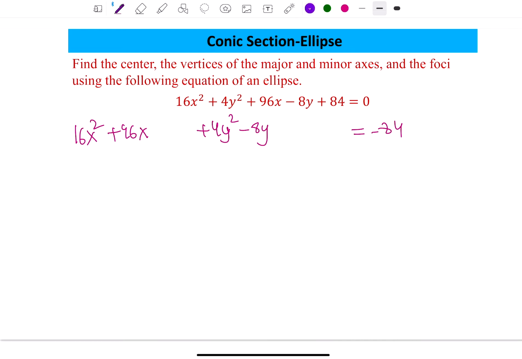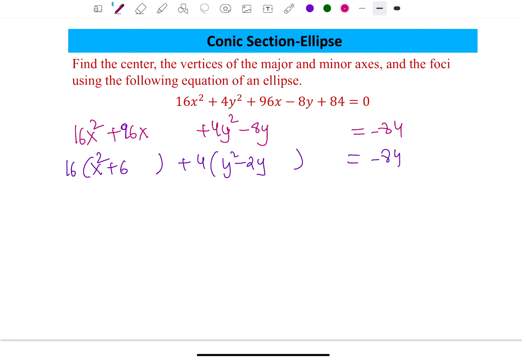So we haven't done anything to the equation yet. We just grouped the x terms together, the y terms together, and moved the constant to the other side, because I'm going to try to complete the square to put it in a nice shape and form to be able to graph it. Now pull out 16 from here: x squared plus 16 times 6 is 96. And pull out a 4 from here: y squared minus 2y equals negative 84.